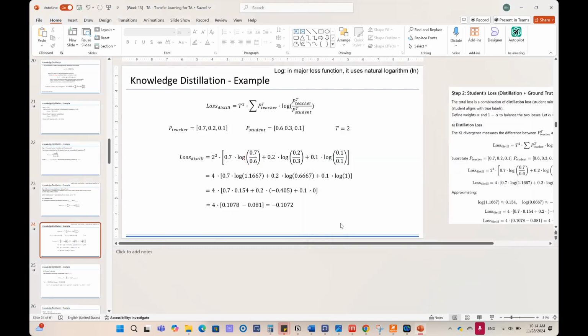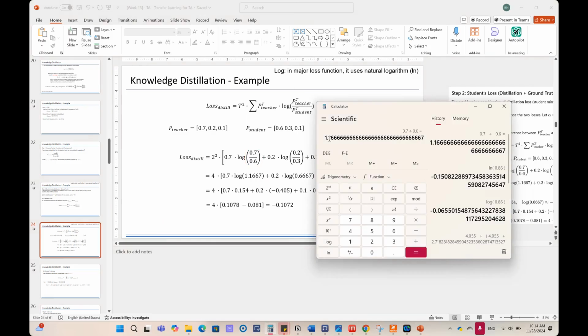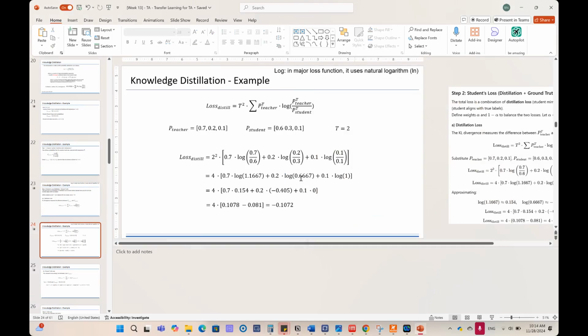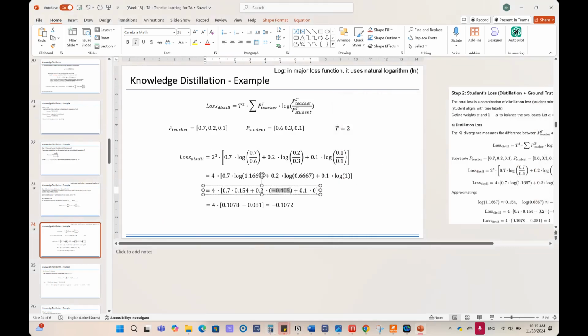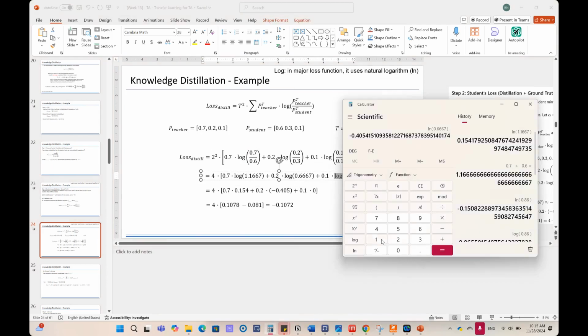So let me round to the nearest value, which is 1.1667, and then we use the natural logarithm. So the value is 0.1541. And then the other is log 0.6667, so I also adopt the natural logarithm, ln of 0.6667. So we have the value negative 0.405. And the natural logarithm of 1 is 0.